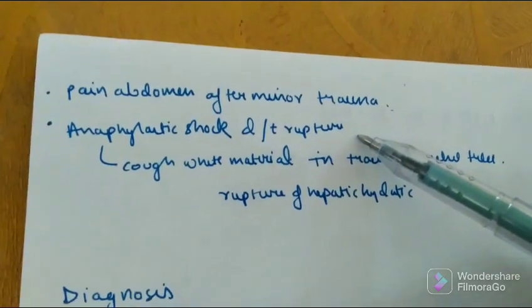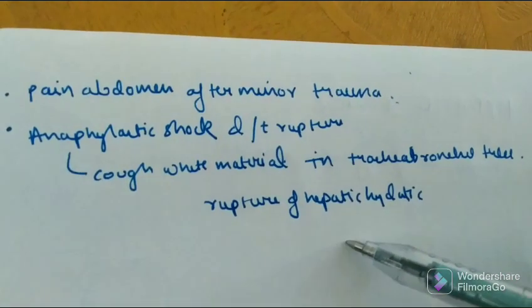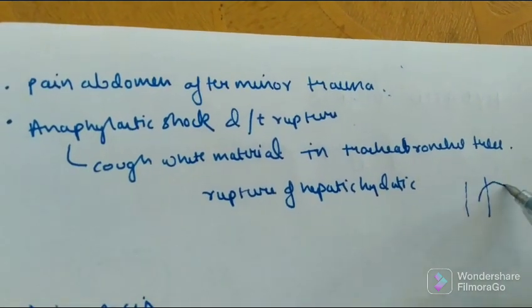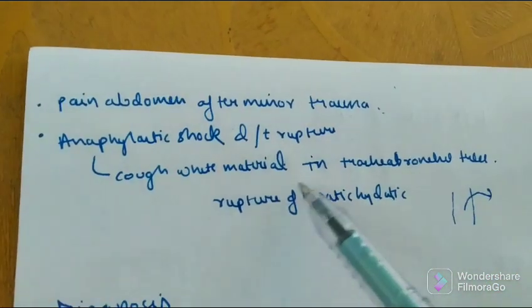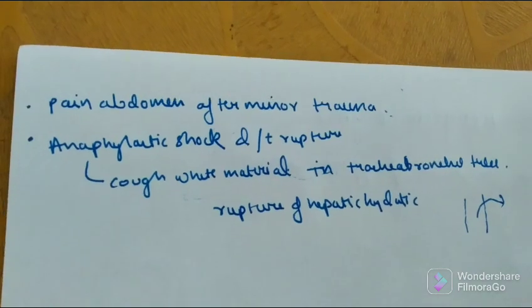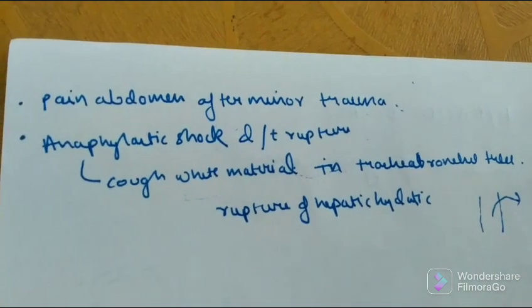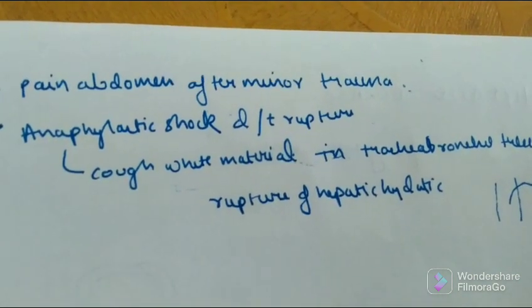So if a hydatid cyst ruptures, the scolex or the protoscolex reaches the tracheobronchial tree and stays there. When the patient coughs or has a bout or has an anaphylactic shock, in the cough the patient will have white material which is rich in protoscolex. So these were a few presentations of hydatid disease. About the management, we will discuss in another video. Hope you liked it. Thanks for watching.